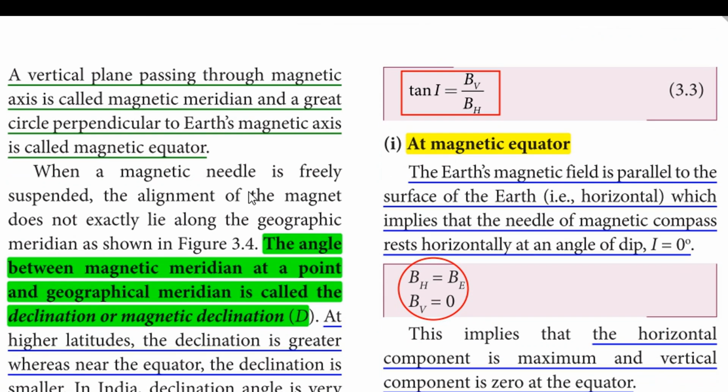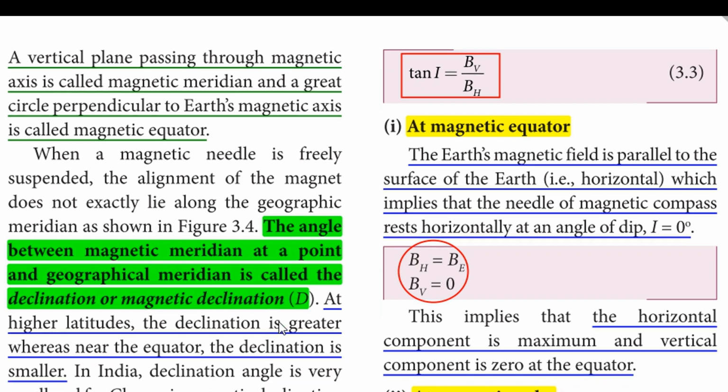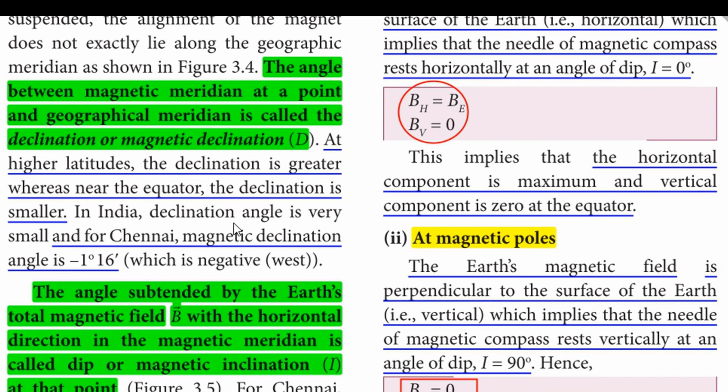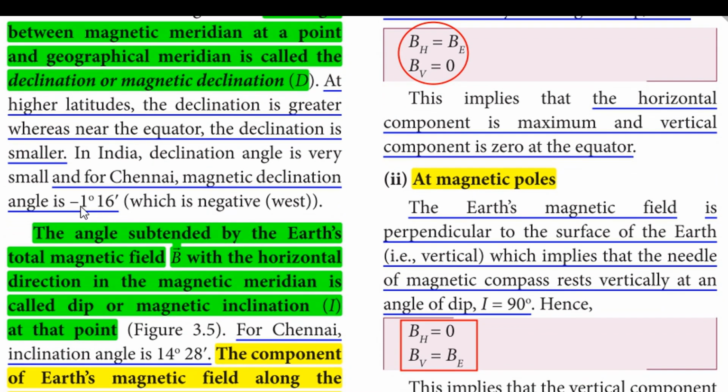When a magnetic needle is freely suspended, the alignment of the magnet does not exactly lie along the geographic meridian. The angle between the magnetic meridian at a point and the geographic meridian is called the declination or magnetic declination, D. At higher latitudes, the declination is greater, whereas near the equator, declination is smaller. In India, the declination angle is very small, and for the city Chennai, the magnetic declination angle is about -1 degree and 16 minutes, which is negative.